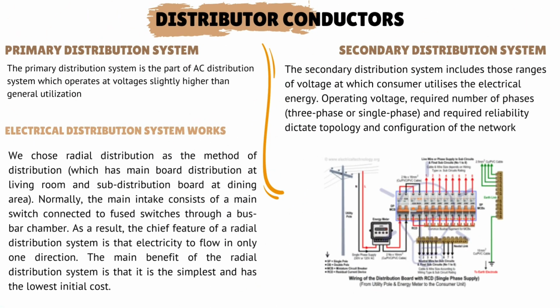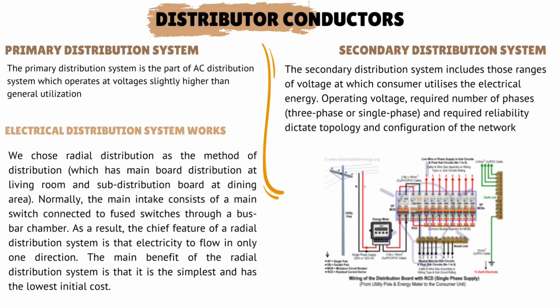Moreover, distribution conductors divide into two types. The primary distribution system is the part of the AC distribution system which operates at voltage slightly higher than general utilization. And the second type is the secondary distribution system, which includes this range of voltage and which consumers utilize as electrical energy. Operating voltage requires the number of phases and requires reliability of the selected topology and configuration of the network.